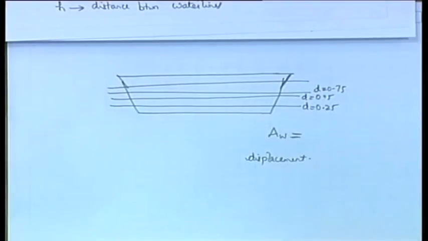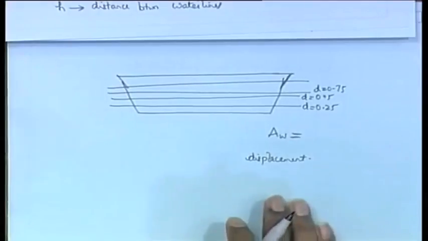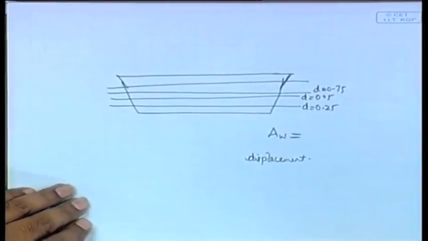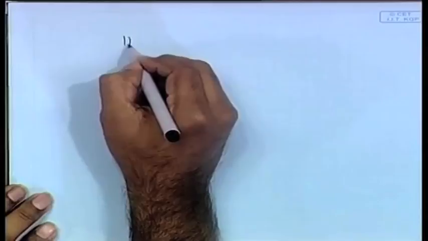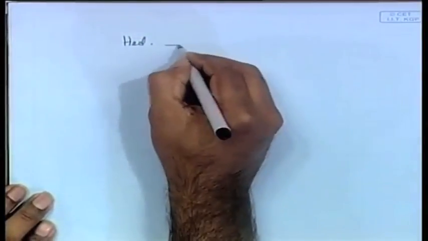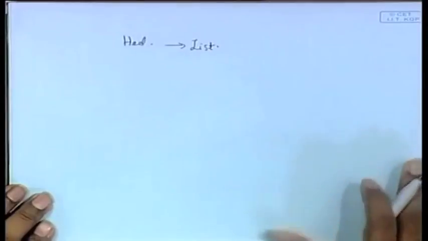Now, we will continue with, okay. We will now go into a couple of problems. No, first we will do this, that is we are talking about the heel, okay, which is also called list. Okay, we are going into this problem.